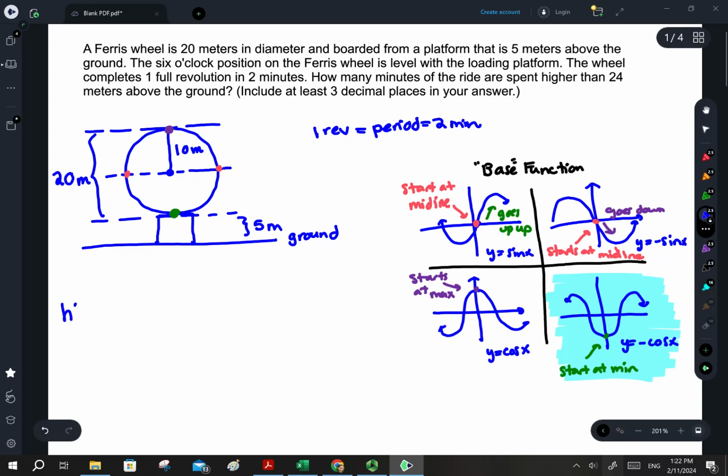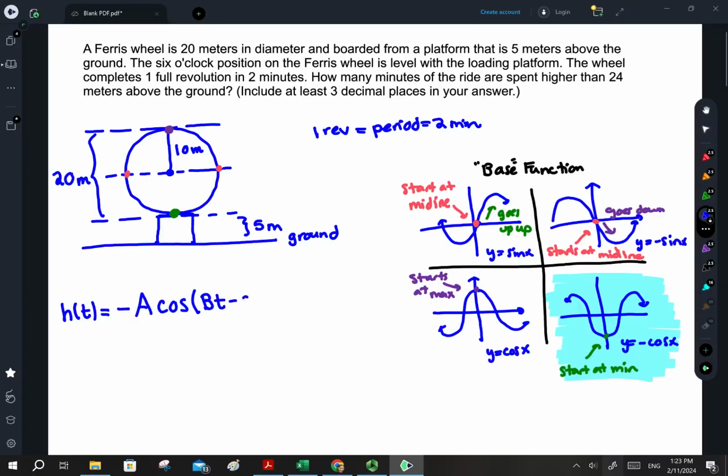So when I go to write my function, h of t, the height of the passenger above the ground after t minutes, I'm going to guarantee that I have a negative out front, and then I'll let a be my amplitude. In general, a itself is not the amplitude. The amplitude is the absolute value of a, but because I'm building the negative sign into my formula, now a really will be my amplitude. And then typically this is cosine of bt minus c plus d.